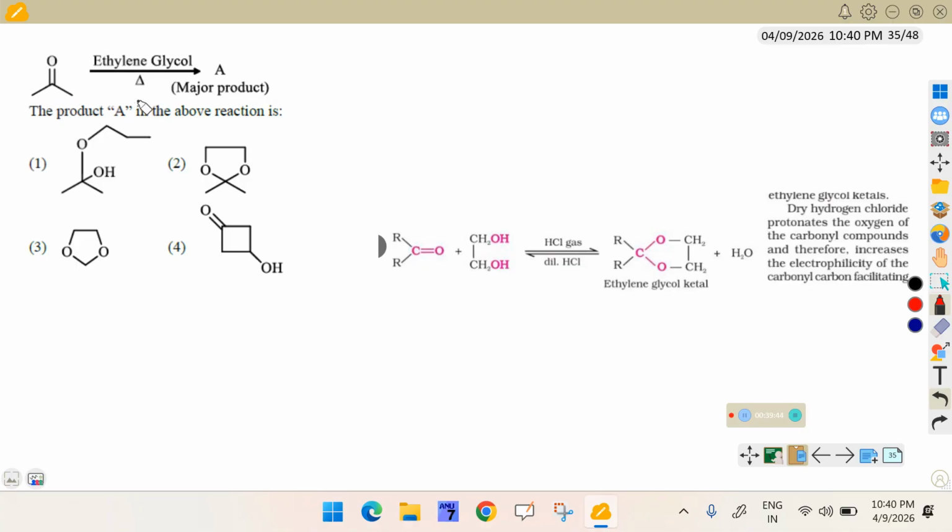Ketone reacts with ethylene glycol, then it gives the major product. Reaction with ethylene glycol, then remove H2O, then it gives the second option.